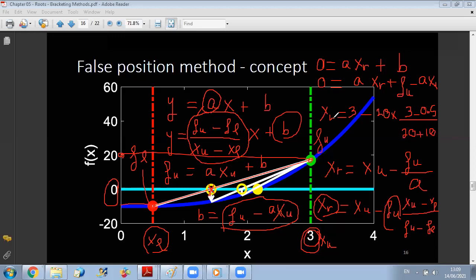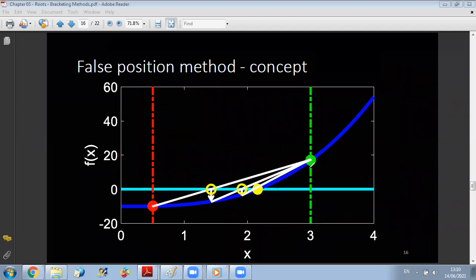If you find xr, let's do the calculation. It will be different than xr of the bisection method, because in the bisection method, xr is exactly at the middle, while in this method, it's somewhere between, but not in the middle. Now, when will this method be of higher advantage? When your function is close to a linear function, the false position method will do a great job.